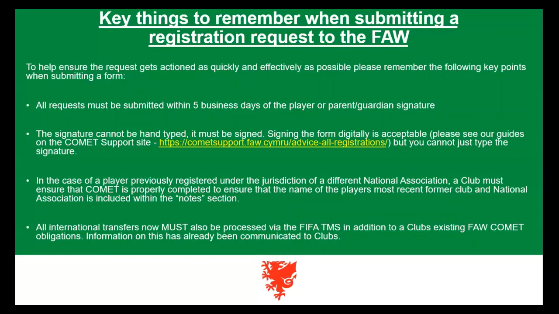In the case of a player previously registered in another nation, i.e. they will need an international transfer into Wales, the club must ensure that the COMET is properly completed, so you need to put the name of the previous club and the country that this player is coming from within the notes section. It's really important you put this information in because the FAW need to know which nation they need to request clearance from. If we don't have this information, it will delay the process because we then have to find out from yourselves which nation the person is coming from and then go to the other nation to request clearance.